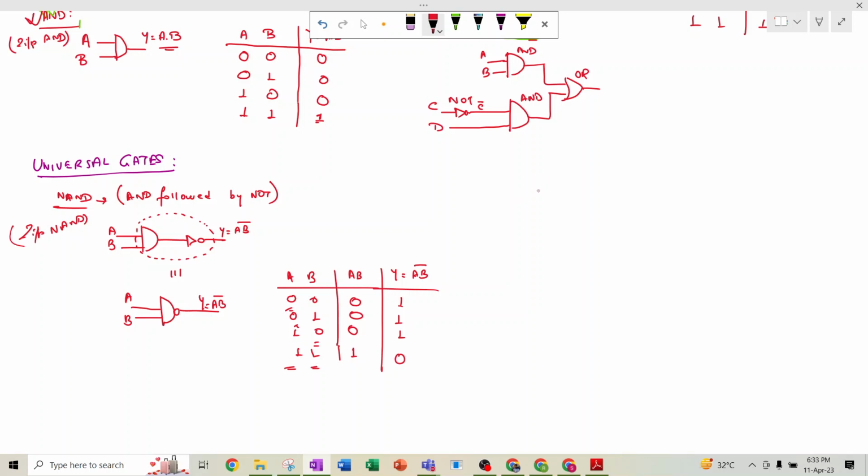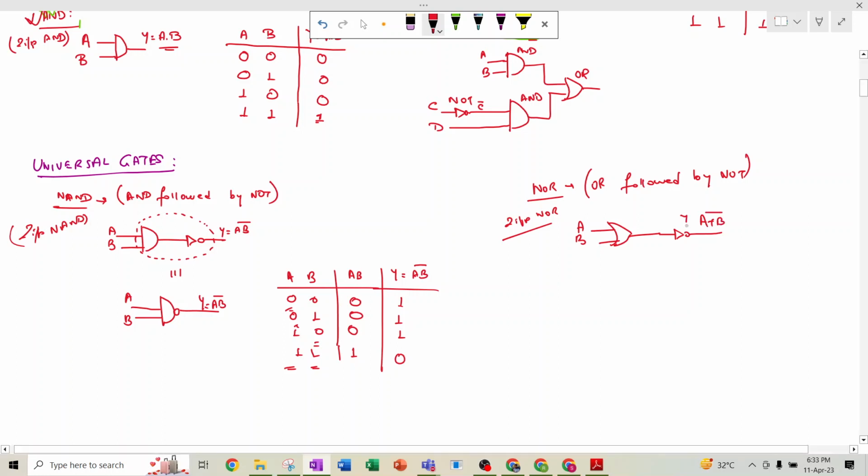Similar to the NAND gate, we have one more gate which is known as the NOR gate. NOR gate is basically an OR gate followed by a NOT gate. So suppose this is an OR gate with two inputs. I am discussing the two input NOR gate. Suppose A and B are there, here the output will be A plus B bar. So if we rewrite this symbol using the NOT gate symbol, it will be A plus B bar.